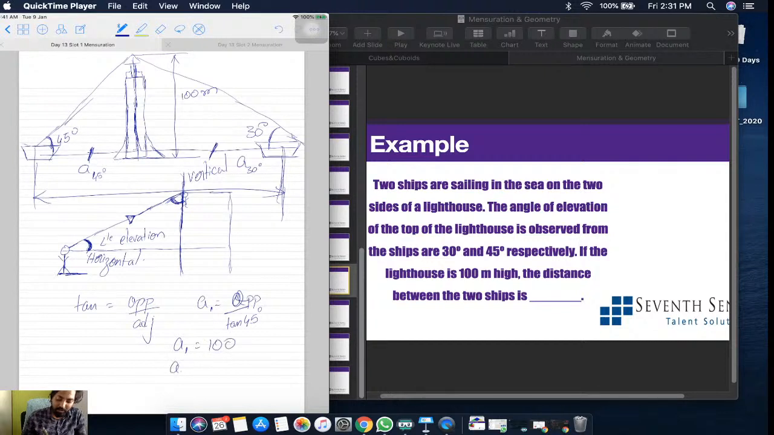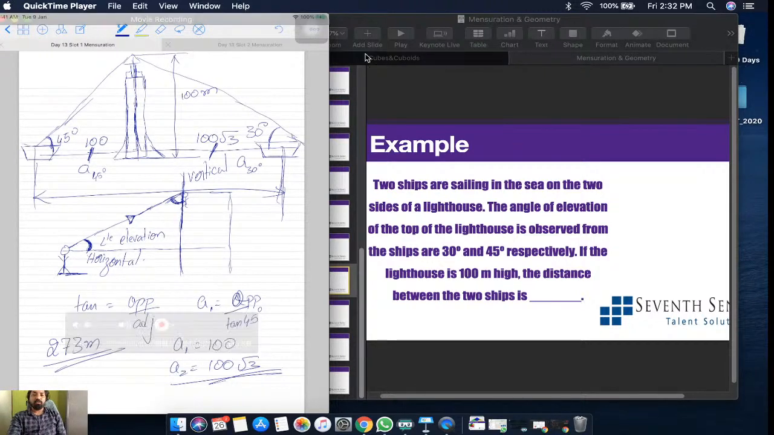So A1 is 100. Tan 30 degrees is 1 by root 3. So A2 is 100 root 3. This is 100, this is 100 root 3. So the answer is 100 plus 100 root 3, or you can roughly say it is 273 meters, considering root 3 to be 1.73. 100 into 1.73 is 173. Roughly the distance between the two ships is 273.